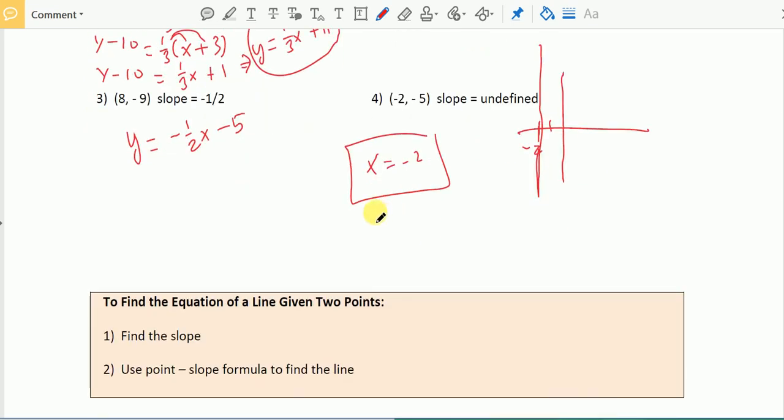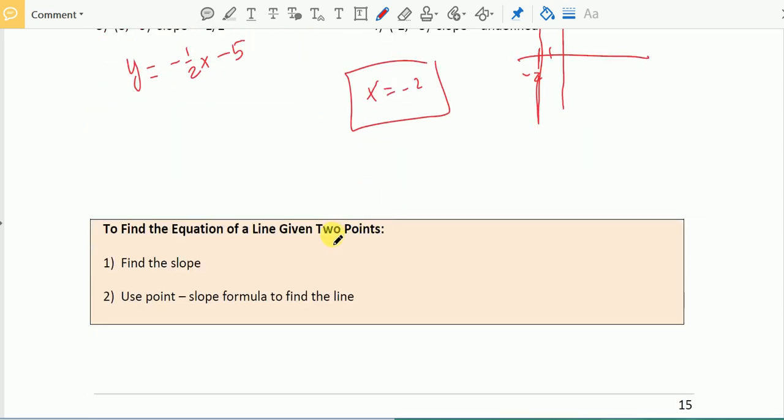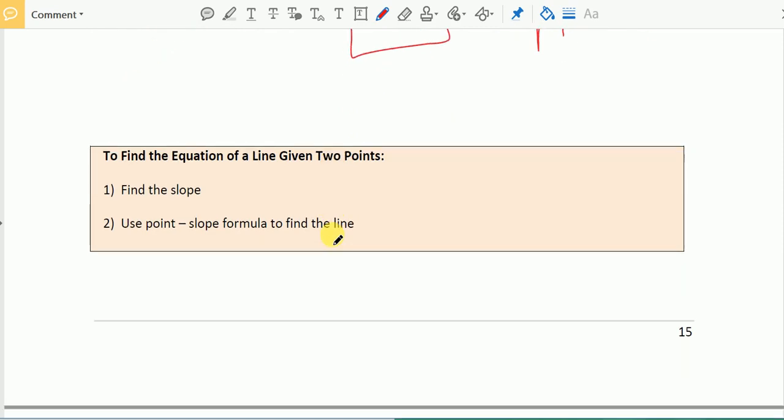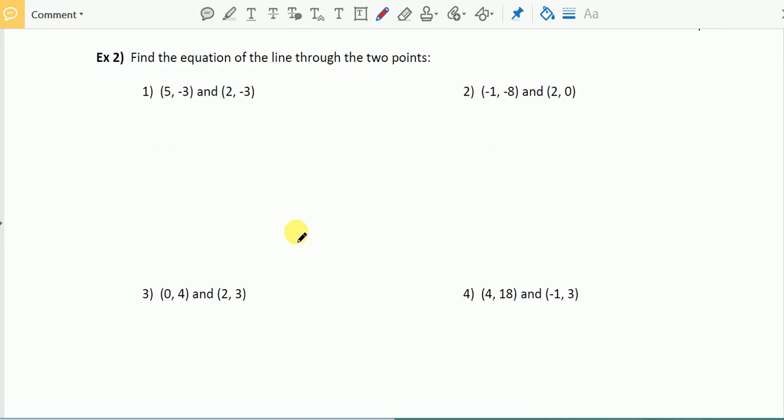Okay, to find the equation of a line if you are given 2 points, you can find the slope first, and then you use the point slope formula to find the line. So let's try this one. We have 4 different examples, but they are similar. So let's try one of them. Let's just pick this one, number 2.